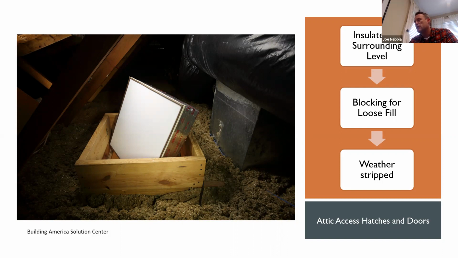This is a picture of an attic hatch. The code does say that the attic hatch should be insulated to the surrounding level of insulation. So if you've got an R49 attic, that attic hatch should be insulated to R49. If it's R38 or R60, depending on your climate zone, it should be insulated to that level according to code. This was a prescriptive requirement in 2009 to 2018. So you could do a little bit of trading if you were in the performance path around this detail.